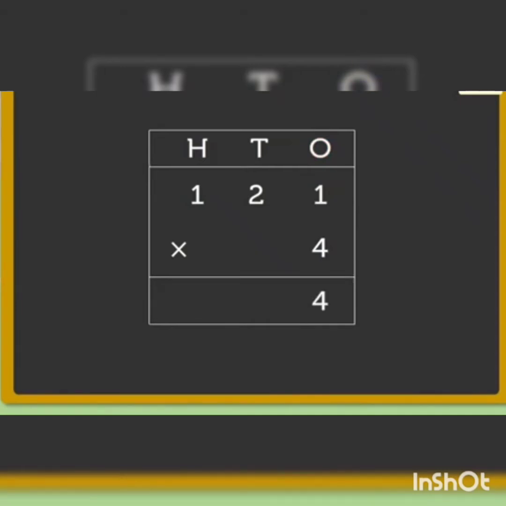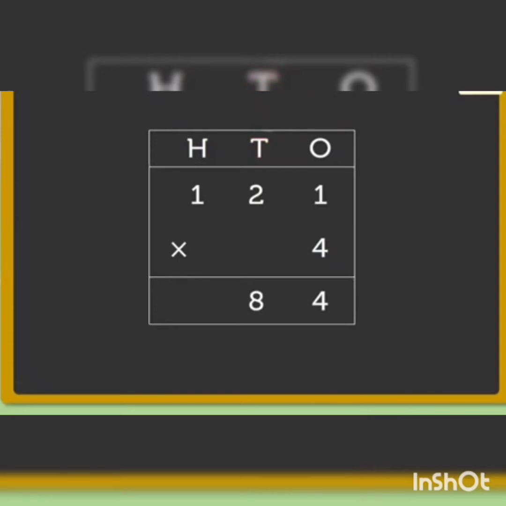Then we have to multiply the digit at the tens place. Here, at the tens place, the digit is 2. So, 2 multiplied by 4 is equal to 8. At the tens place we get the digit 8.